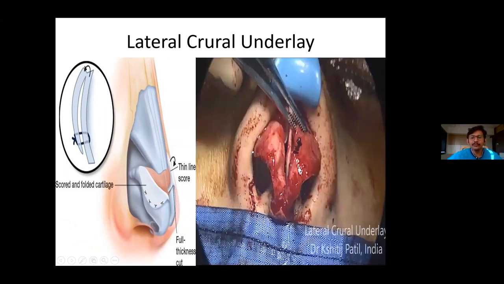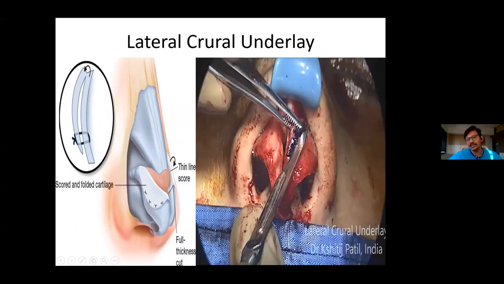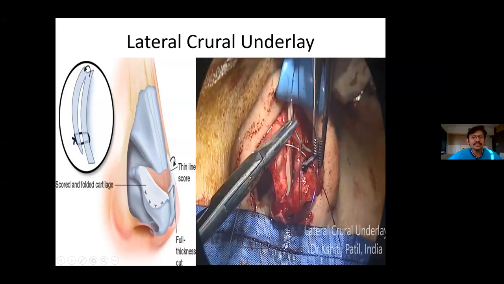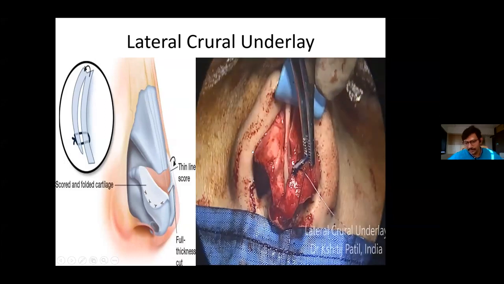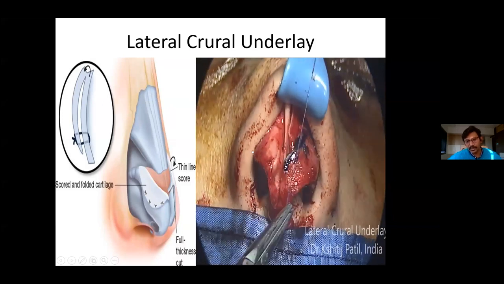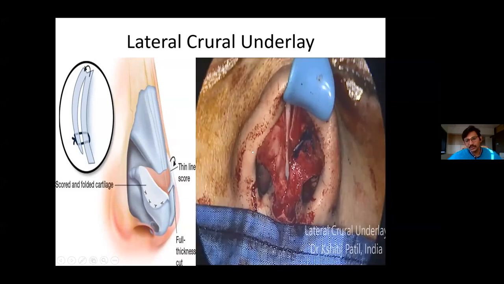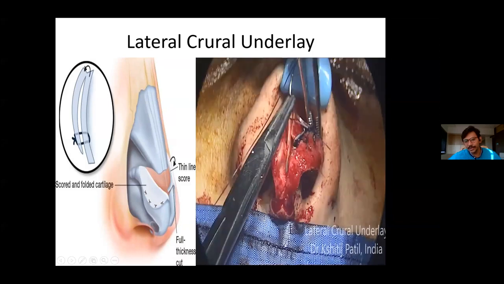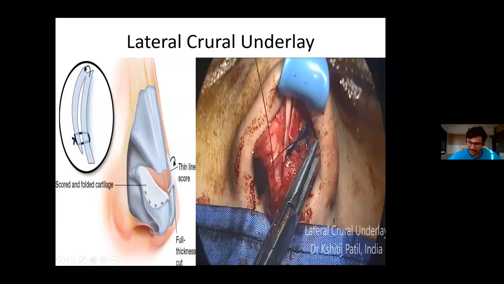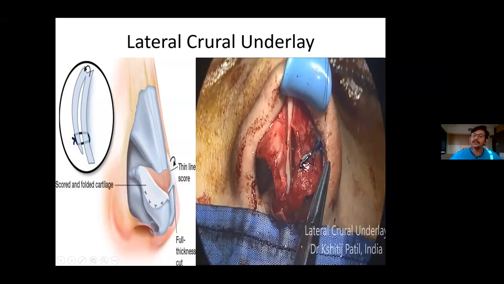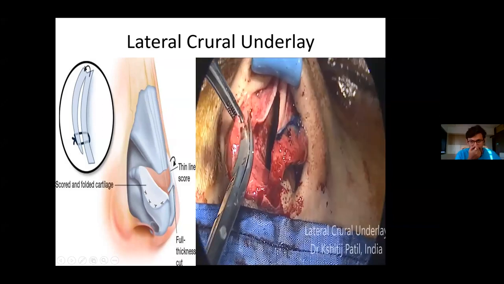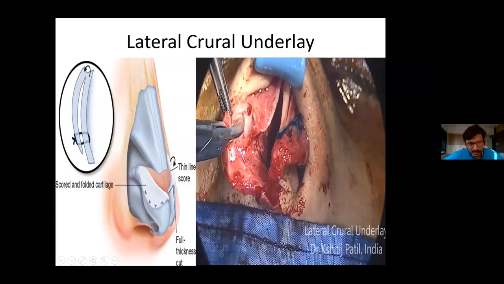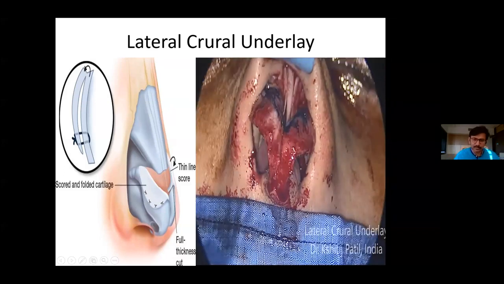For this, you have to undermine the vestibular skin, and then take a partial thickness cut and fold it inside. So this is the lateral crural underlay technique, which was popularized by Gruber. By doing this and suturing at 2 points, you are actually strengthening the lateral wall, and at the same time you are also achieving the reduction in the bulbosity in the supratip area. So this is the lateral crural underlay technique, or folding of the lateral crus.